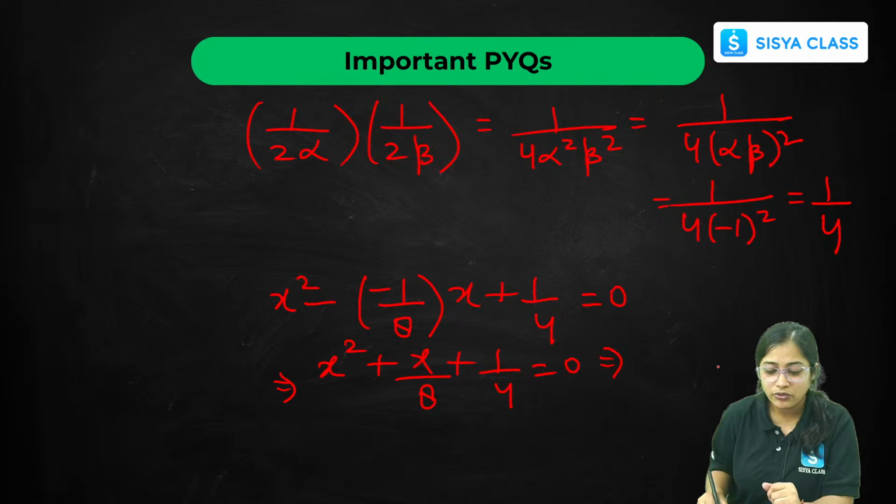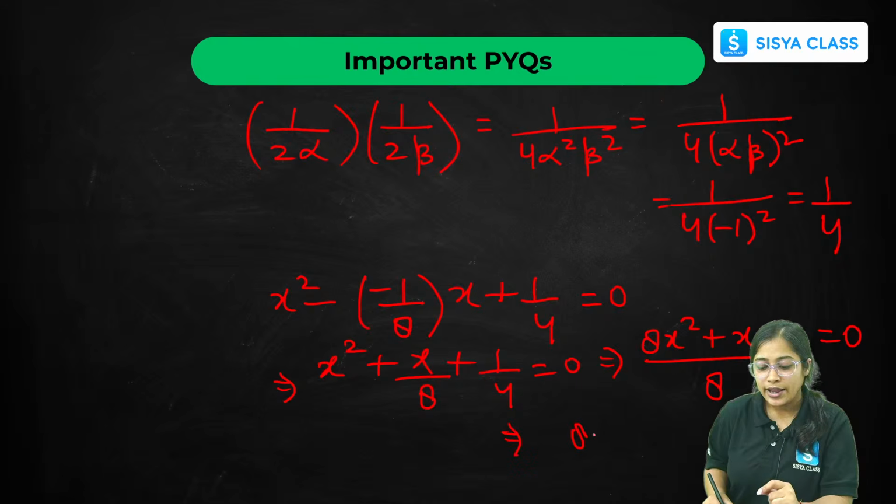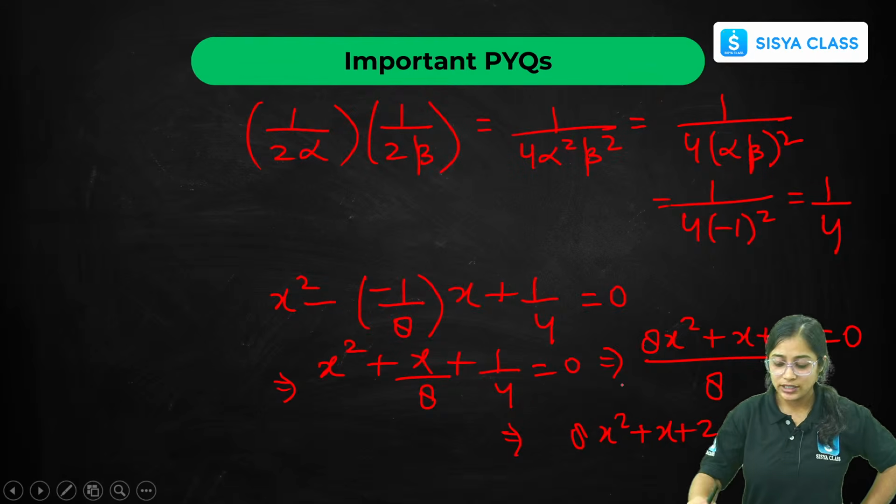Now you can simplify it. So it will be 8x square plus x plus 2 equal to 0. So what is the quadratic equation? 8x square plus x plus 2 equal to 0, right? So I hope this question is clear to everyone.